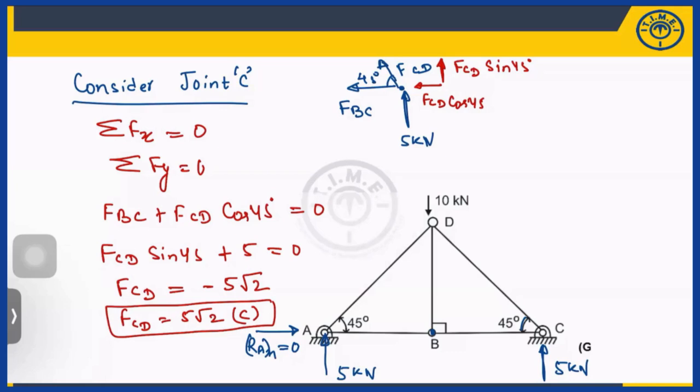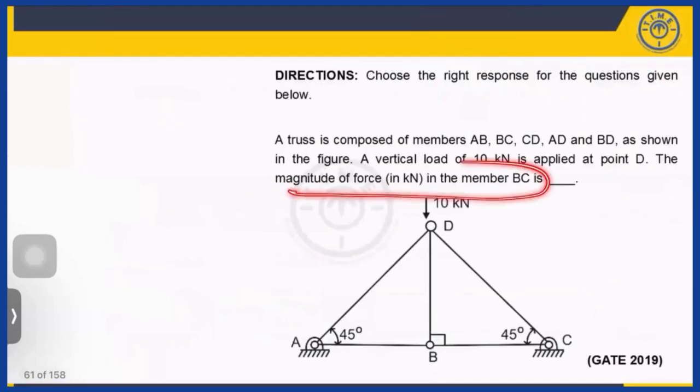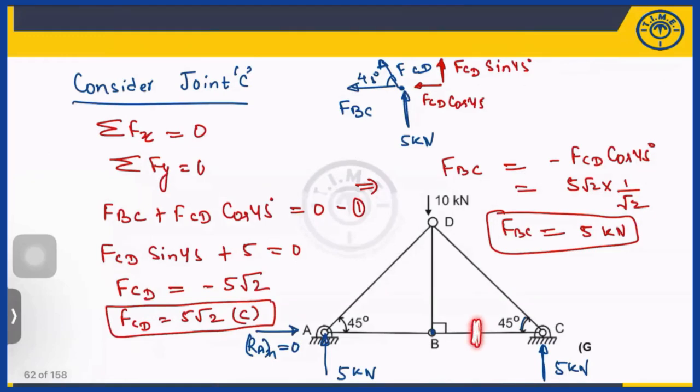Now, if you put this FCD value in this one, you can calculate the force in BC also. Force in BC from the first equation, you will get as minus of FCD cos of 45, and FCD is minus 5 root 2. So 5 root 2 into cos 45, which is 1 by root 2, will be 5 kilonewton. That means the force in member BC is 5 kilonewton. And that is what you have to calculate, the magnitude of force in member BC.